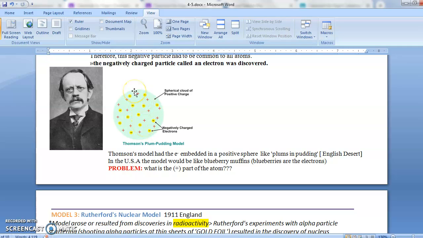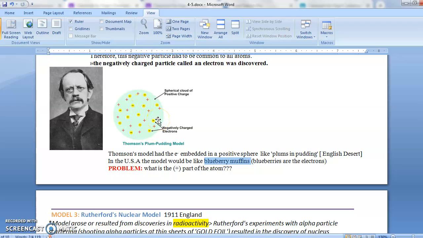Why? Well, Thomson was an Englishman, and a dessert in England at that time was called plum pudding. It was essentially pudding, which was like a dough-like material that had plums embedded in it, the same way that electrons, Thomson believed, were embedded in the atom itself. If this was discovered in the United States, it might have been called the blueberry muffin model, because it's a little bit more like blueberry muffins the way we look at it. The muffin would be the positive part, the blueberries would be the negative particles embedded in it.